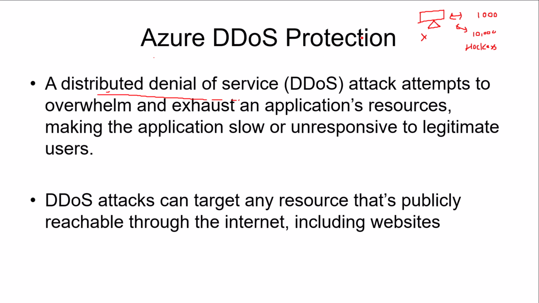And now, to protect against them, let's see the theoretical part. A distributed denial of service is a type of attack where the attacker basically wants to overwhelm or exhaust our application resources. Eventually, our application will slow down and go into the unresponsive mode, and even legitimate users are not able to access the resources. Further, these types of attacks can target any resources that are publicly reachable. Websites are the most famous example for these types of attacks.